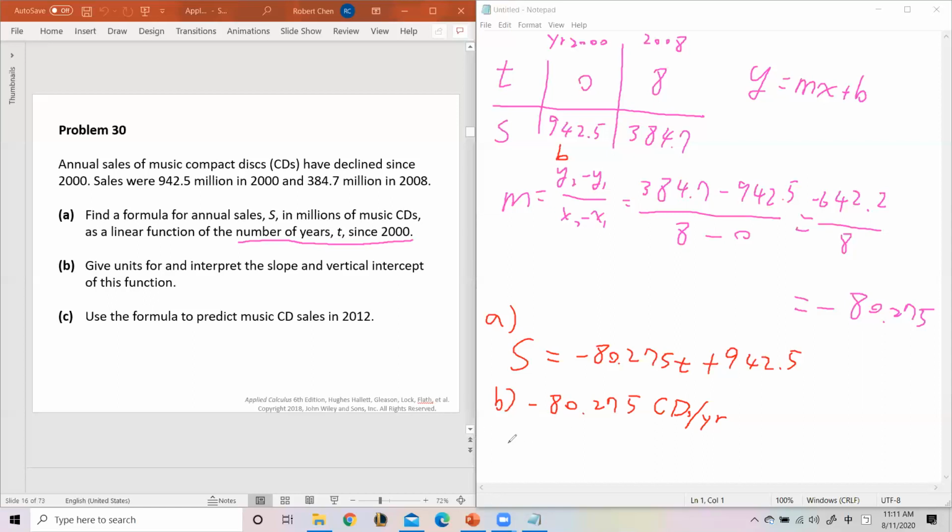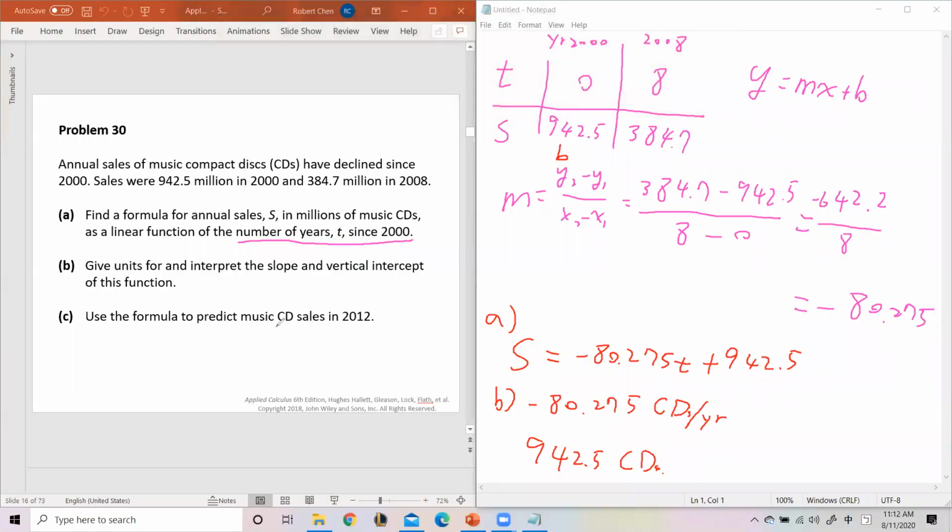and the vertical intercept, which is b, which is 942.5. That's just the CD sales in year 2000. That's the initial point that we were looking at. Okay. All right, now let's look at part C.